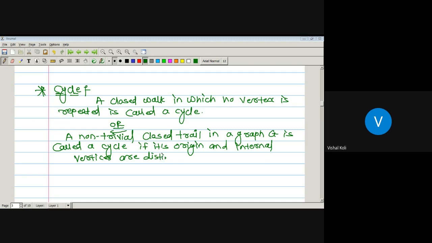Actually, what is a cycle? A cycle is nothing but a closed walk in which no vertex is repeated. The same meaning applies to the second definition: a non-trivial closed trail. Non-trivial is needed because a single vertex is also a trail, having length 0.